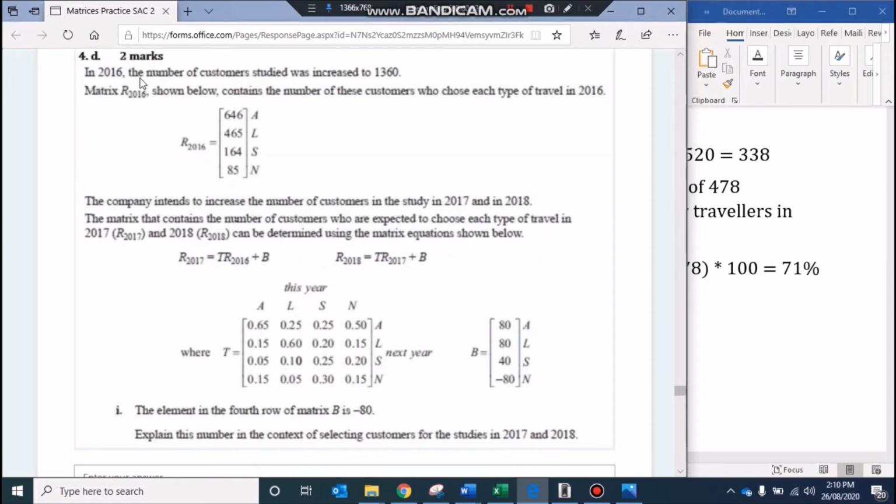In 2016, the number of customers that were studied was increased to 1,360. So this new matrix contains the number of customers who chose each type of travel in 2016. So that's kind of our new initial state matrix, I guess. The company intends to increase the number of customers in the study in 2017 and in 2018. The matrix that contains the number of customers who are expected to choose each type of travel in 2017 and 2018 can be determined using this recurrence relation rule.